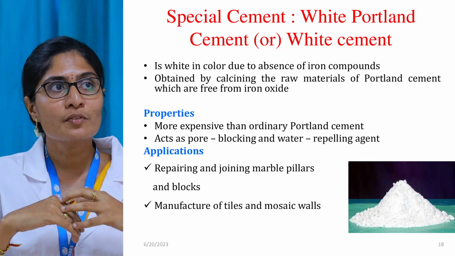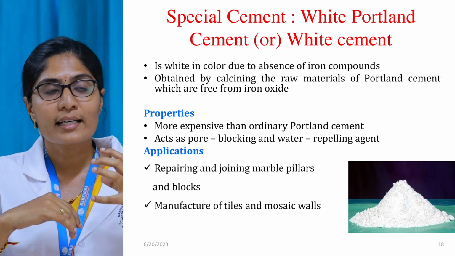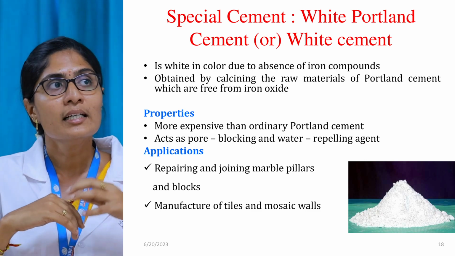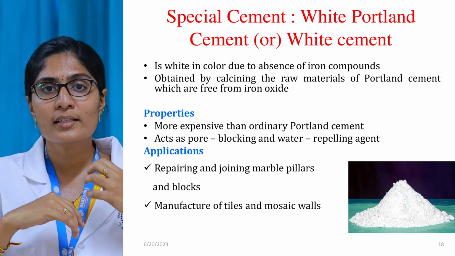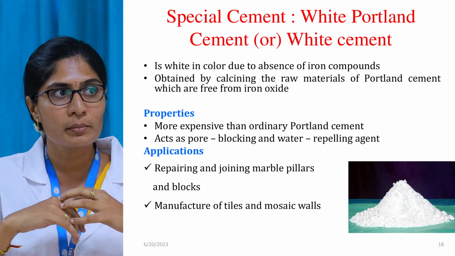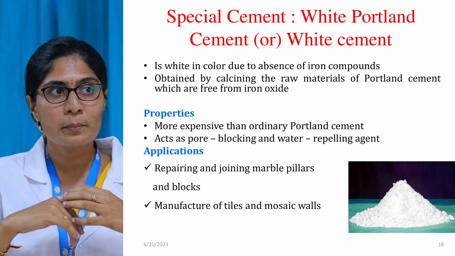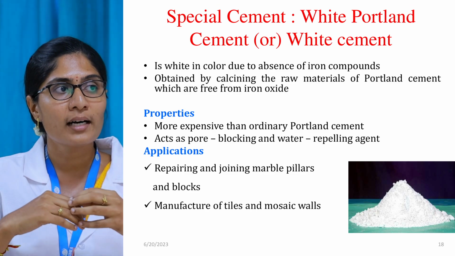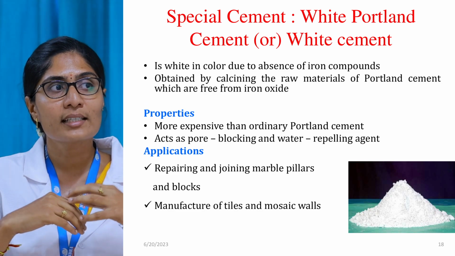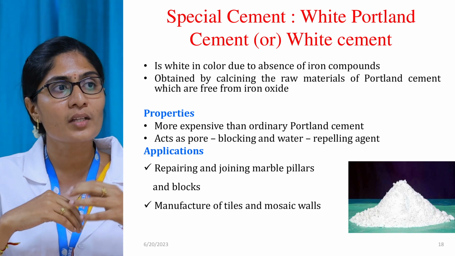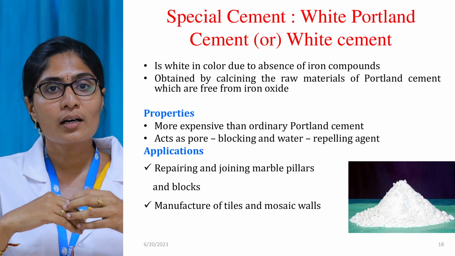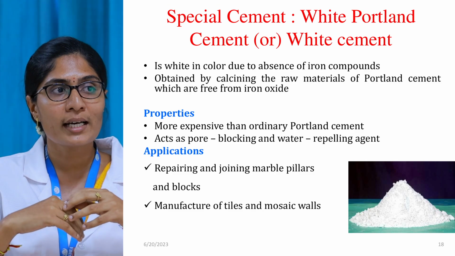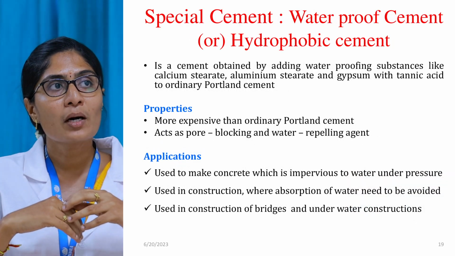So there are some special varieties of cement such as the white cement. So here the cement ingredient, iron oxide, is a material that is responsible for giving color to the cement. Here in case of white cement, the iron oxide component is completely eliminated, thereby we get the white cement. So it is more expensive when compared to the ordinary Portland cement. This cement acts as a pore blocking and a water repelling agent. It will not allow water to pass. So this has high application in repairing and joining marble pillars and blocks. So flooring works, we can use this white cement, and it is also used in the manufacture of tiles and mosaic walls.